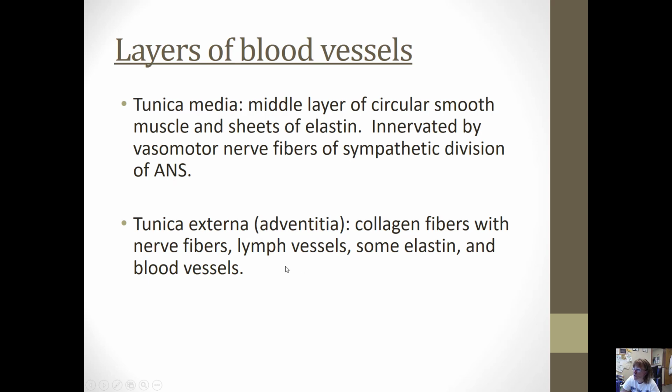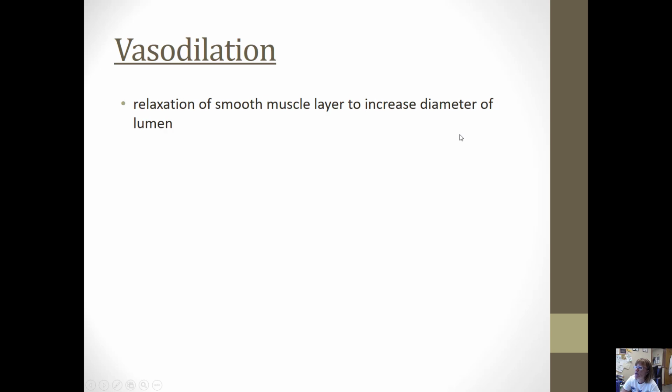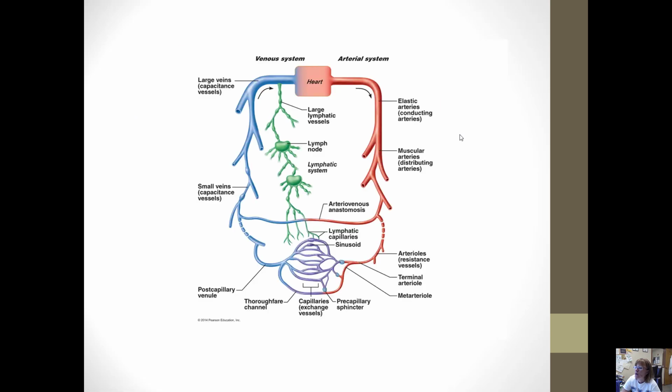Okay, so there's the tunica externa, and here's vasoconstriction and what vasodilation is. And here are the blood vessels. So if we take a look at the various types of blood vessels that a red blood cell flows through as it travels from the heart to the body and back to the heart, the blood vessels that leave the heart are the elastic arteries.